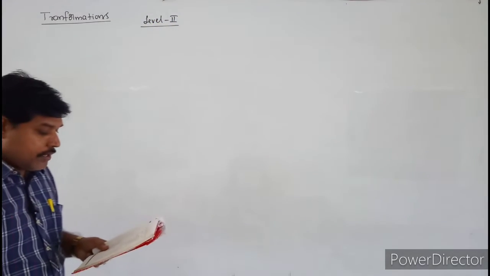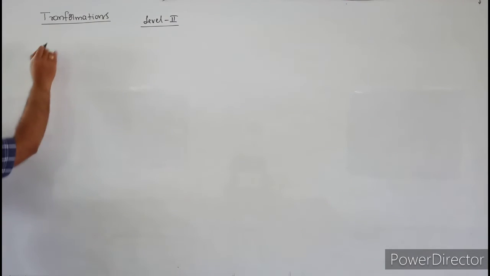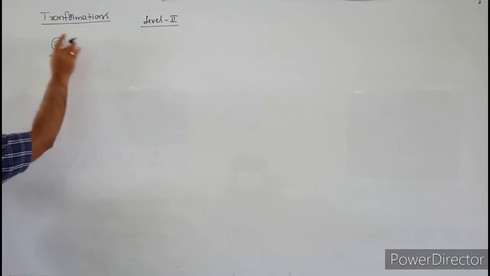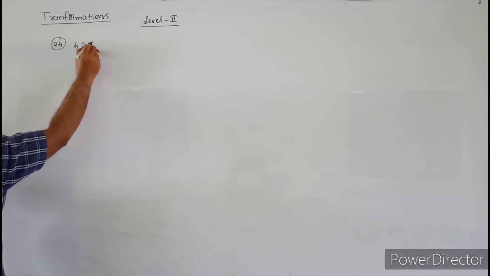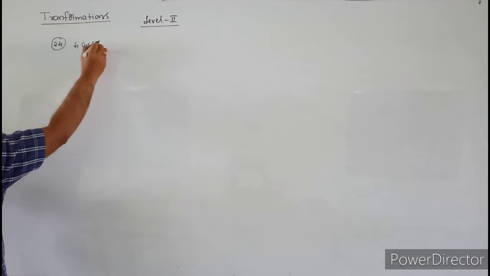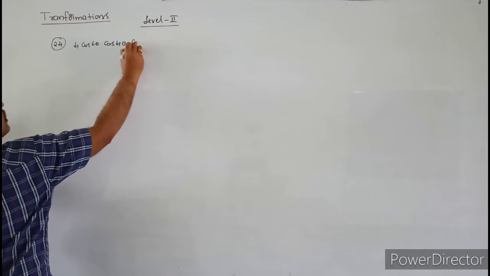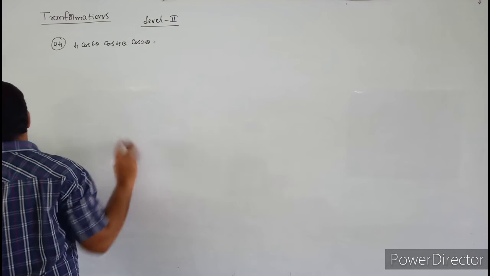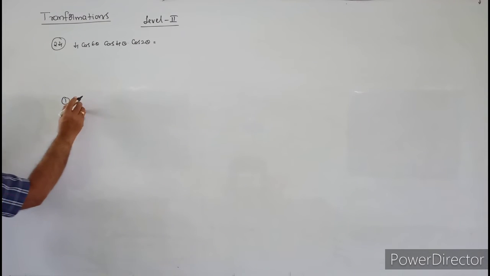So what is level 2? See the question number 24. What is question number 24? 4 cos 6 theta cos 4 theta cos 2 theta is equal to. So what are the options? The options are here. So see the options also, students.